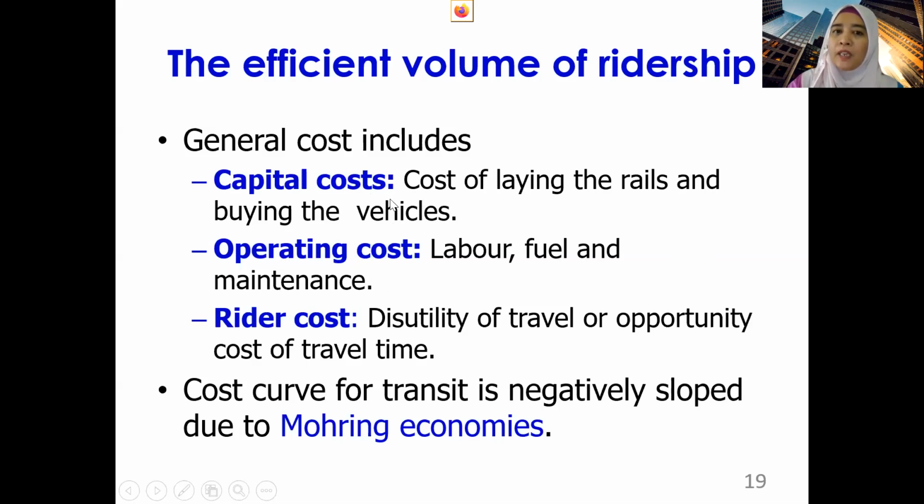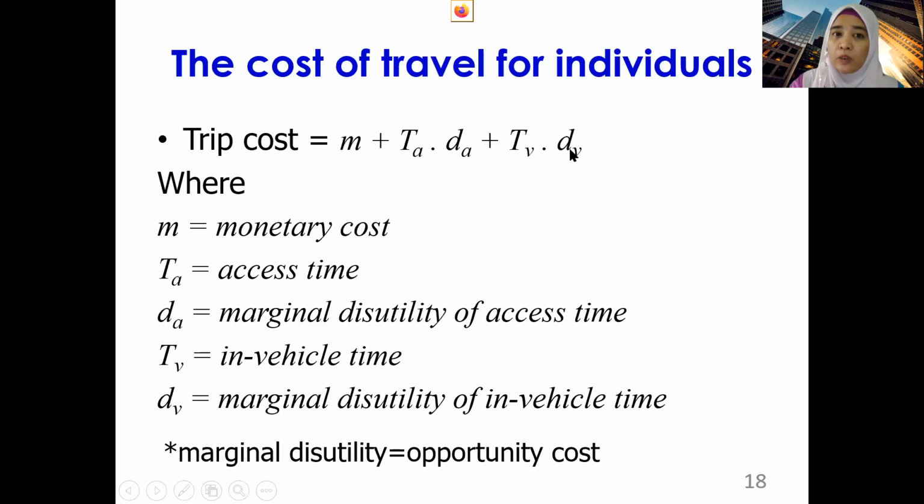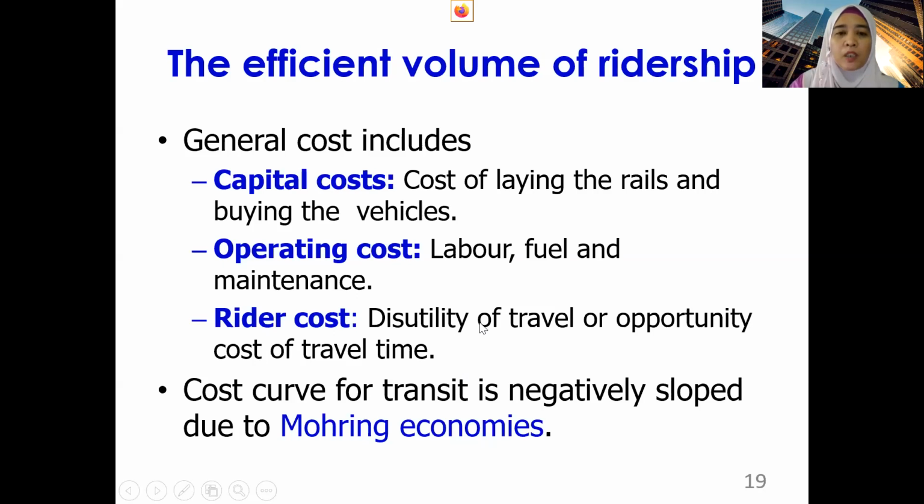Now bear in mind, vehicles just now are not just the trains that you ride on, but also, in some cases, repair trains or repair coaches that need to come to any stranded coach or train. So you have to pay for that as well, emergency coaches or emergency vehicles. Then rider costs, the disutility of travel or opportunity cost of travel time. So just now the one trip cost, the marginal disutility, which is the opportunity cost.